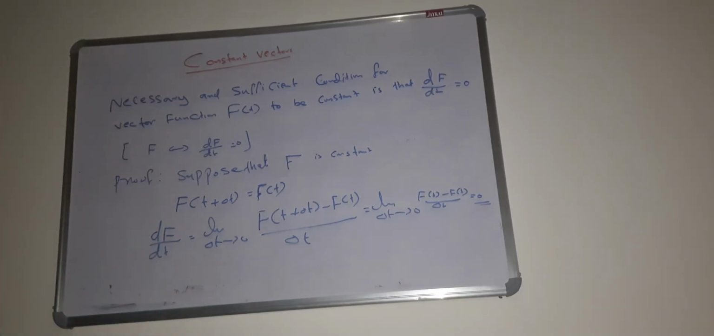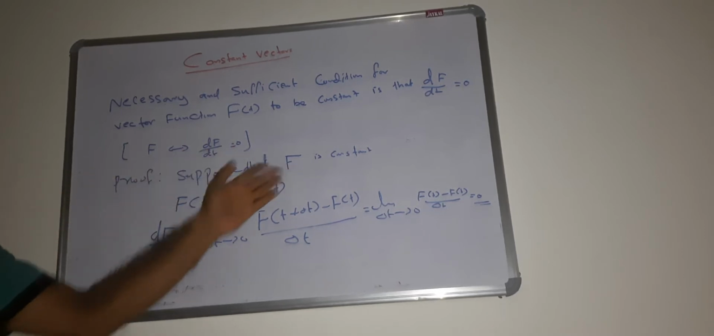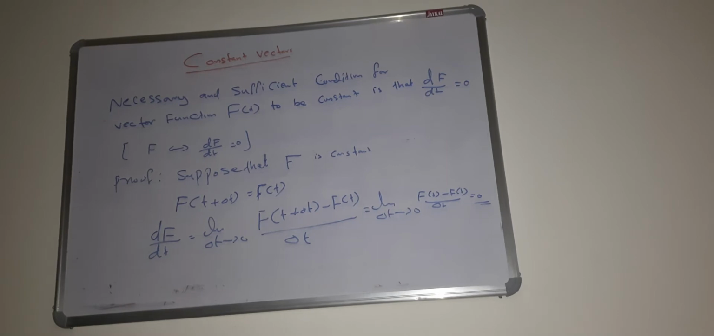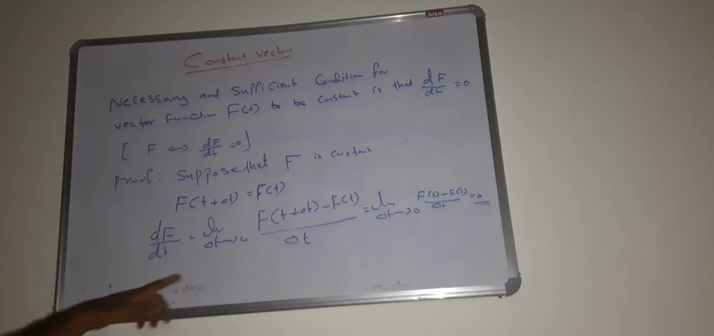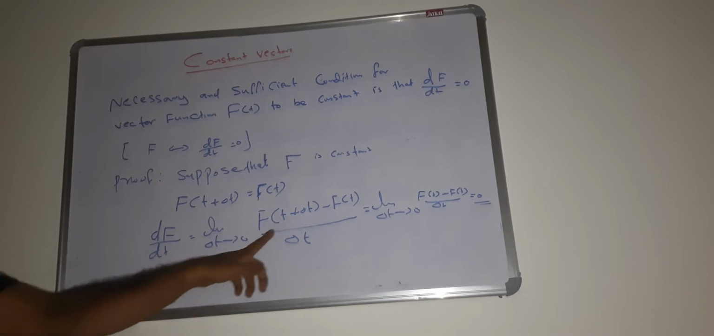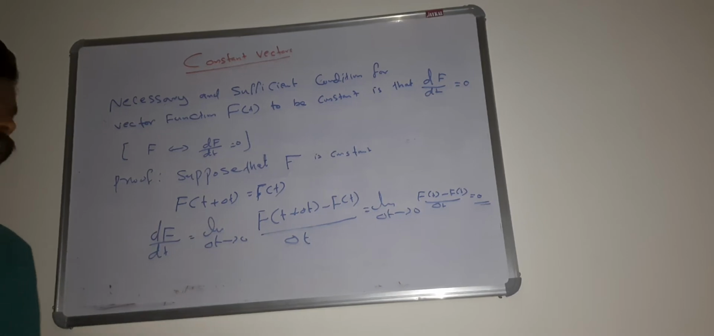First case, we prove f is constant if and only if df by dt is 0. First, suppose that f is constant, then f of t plus delta t equal to f of t. So df by dt equal to limit delta t tends to 0, f of t plus delta t minus f of t divided by delta t equal to 0.